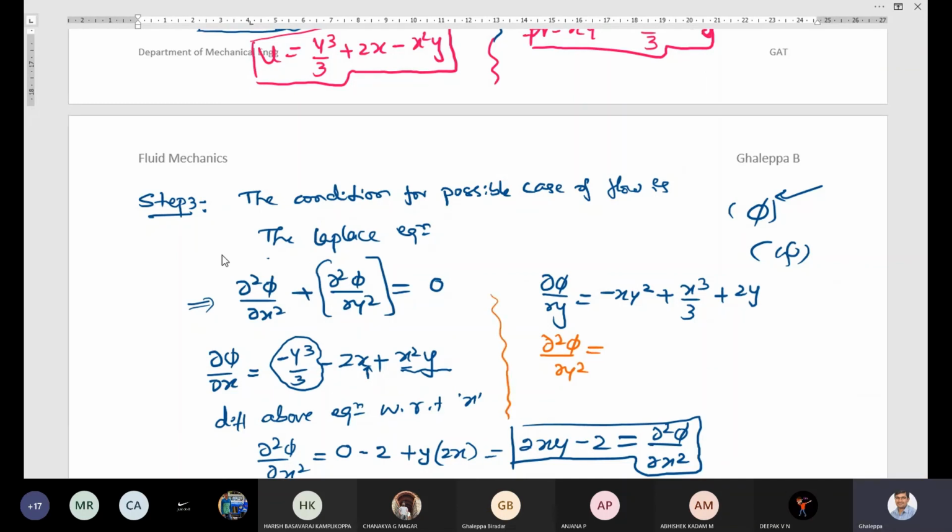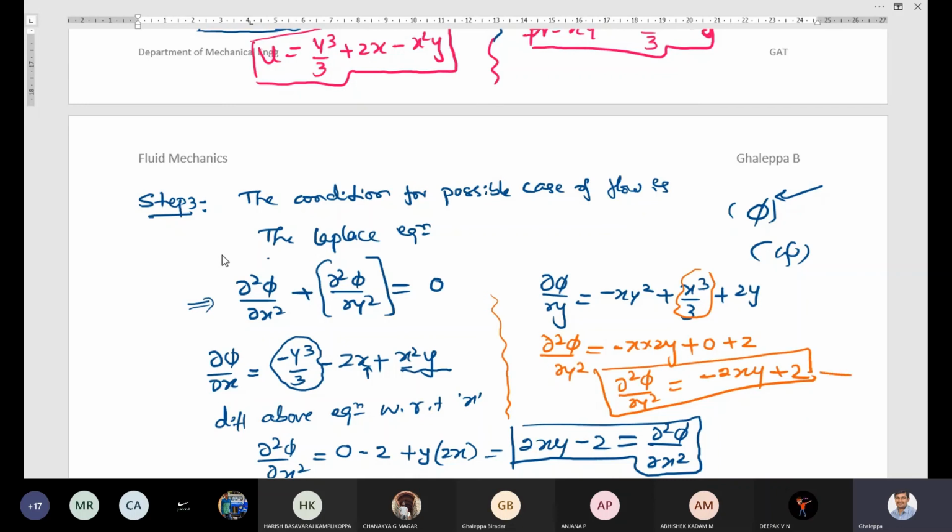What is the differentiation of these? So minus x is constant, so minus x into 2y. The differentiation of this is completely 0 because it acts as a constant, 0. So into 2. So what is the final equation? ∂²φ/∂y² is equal to minus 2xy plus 2. So this is the equation.